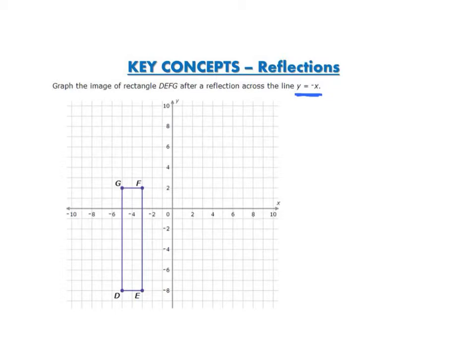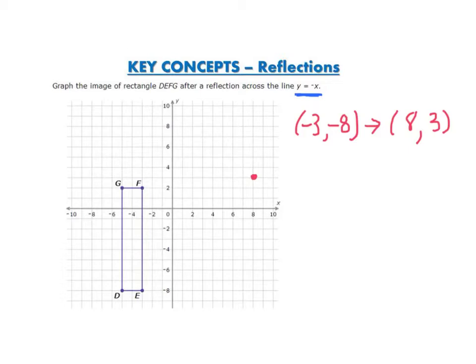I'm going to start with point E. Point E is right here, and it is at -3, -8. So I'm just going to write that point right up here: -3, -8. Well, when I change those points and the signs, I get 8, 3. So my first point is going to be at 8, 1, 2, 3. That's where my first point is going to be.